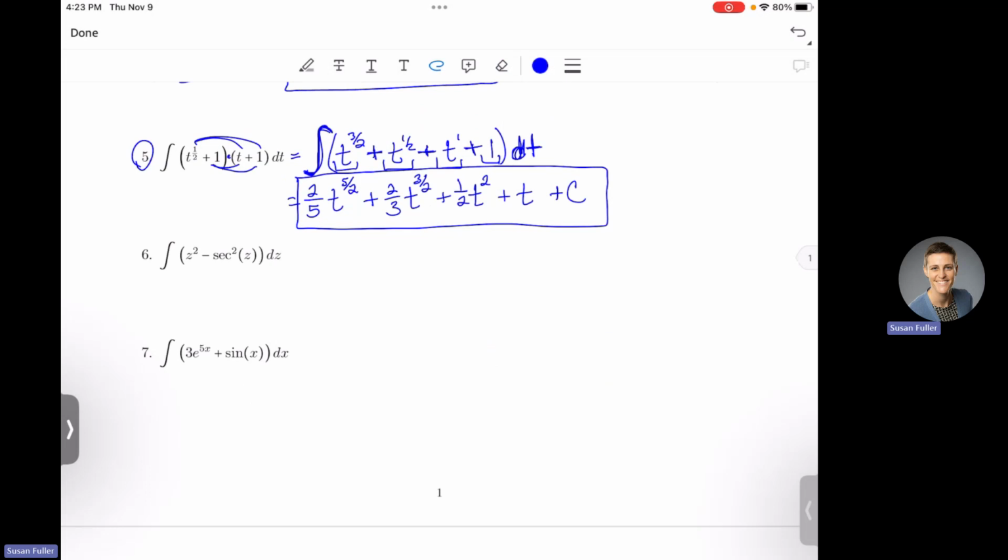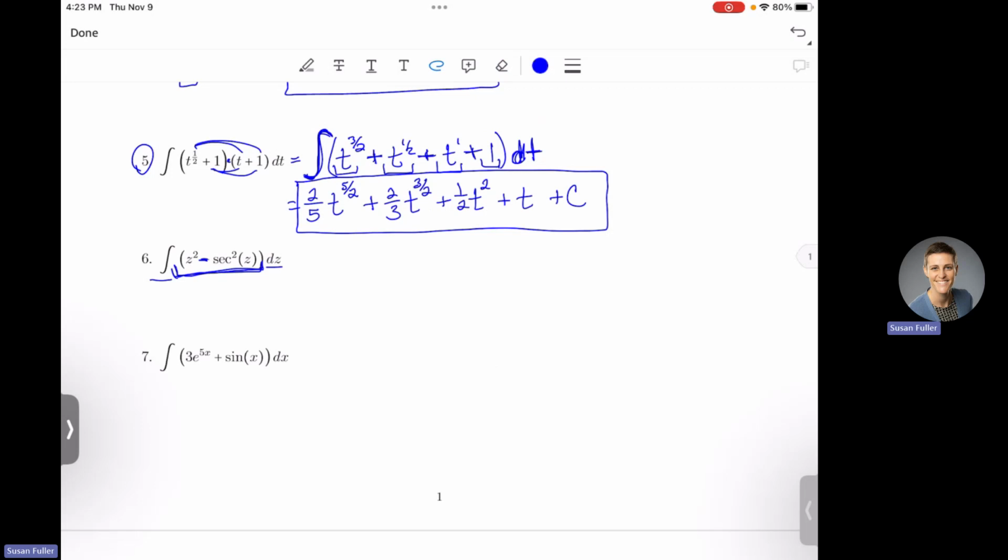All right, number 6. I want the general antiderivative of z squared minus secant squared of z dz. Okay, so I want to find the antiderivative of what's inside of here, right? The integral and the dz are my bookends. This is the function that I want the antiderivative of. So these are separated by subtraction. So I'm going to do the antiderivative of the first minus the antiderivative of the second.